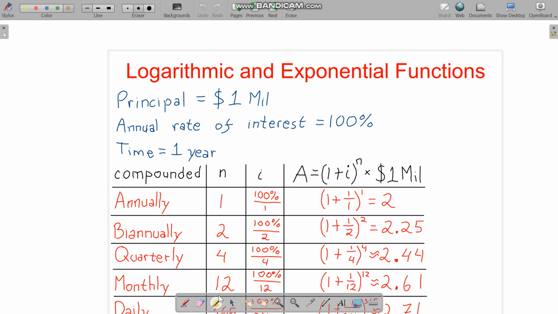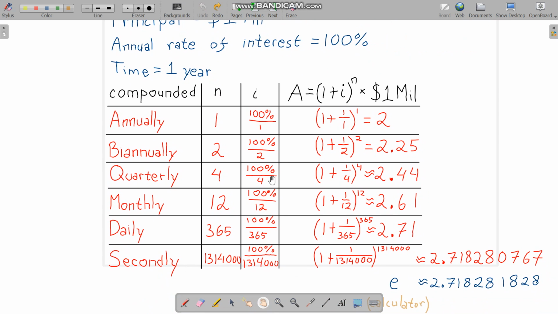Let's say you have $1 million and you put it in a generous bank that gives a 100% annual rate of interest. Annual means yearly, and you put it in the bank for 1 year. If it's compounded annually, so the n is 1, once a year, the interest is 100% per year in one compounding period. So you divide by 1 and you plug in the n and the i. The i is 1 over 1 because 100% is 1 over 1. The n is 1. You get exactly $2 million.